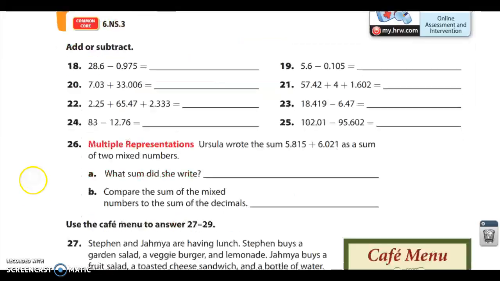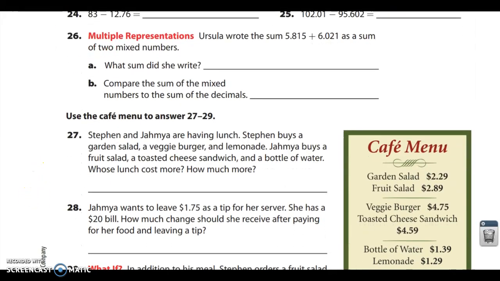Moving on. Number 26 reads multiple representations. Ursula wrote the sum 5.815 plus 6.021 as a sum of two mixed numbers. What sum did she write? What this is asking you to do is write these as mixed numbers.